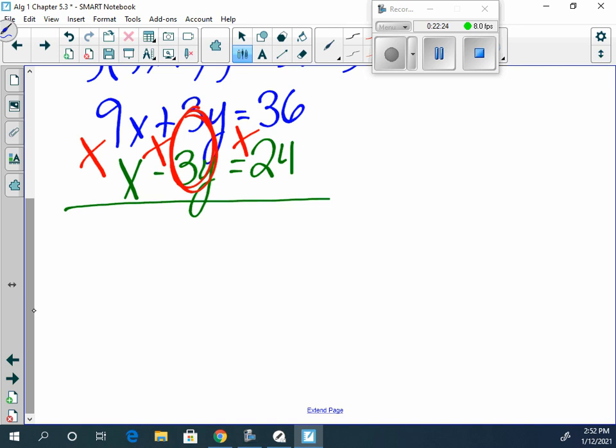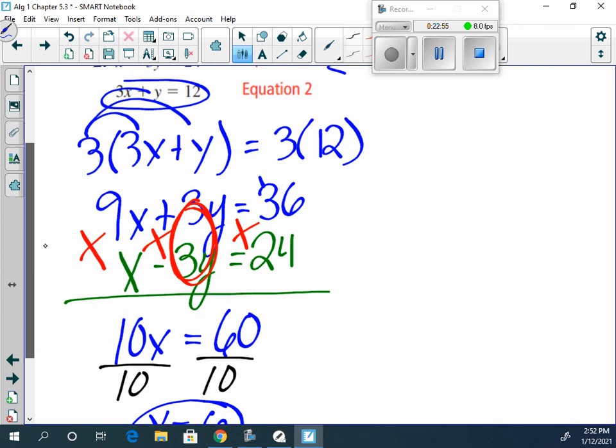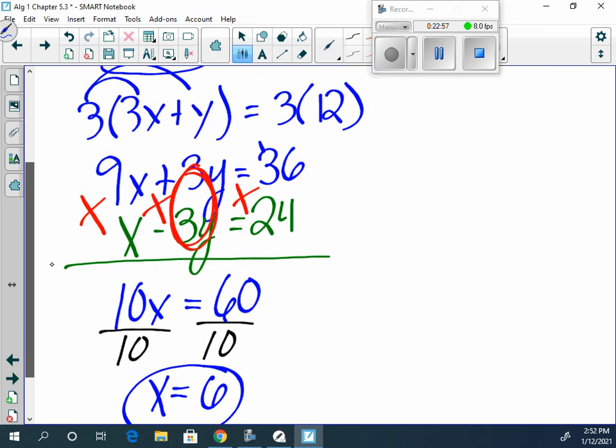Now 9x plus x would be 10x. 36 plus 24 would be 60, because 6 plus 4 is 10, carry the 1, 3, 4, 5, 6. Now the last thing we need to do is divide both sides by 10, which will tell me x is equal to... We're almost done. So x is equal to 6.